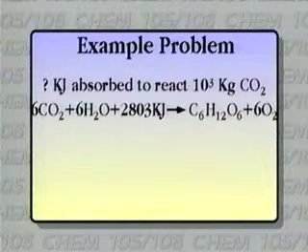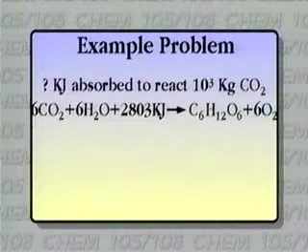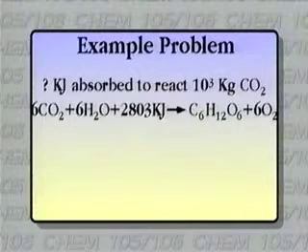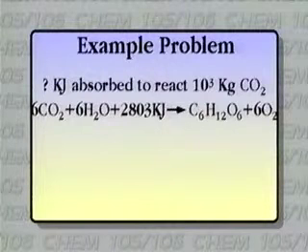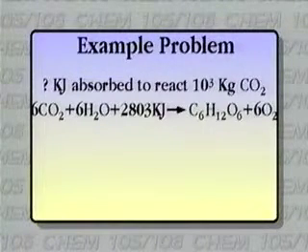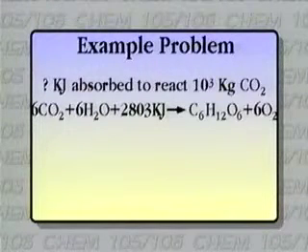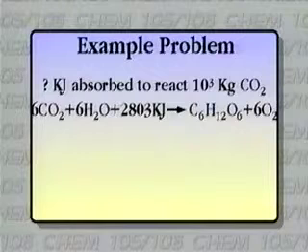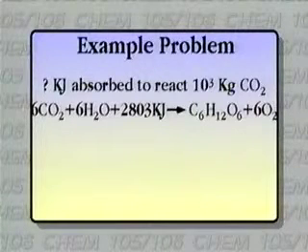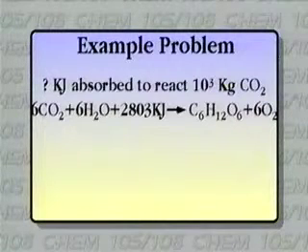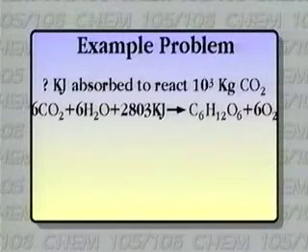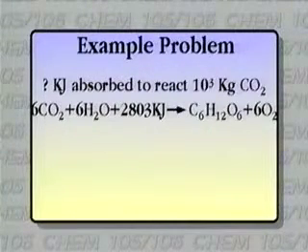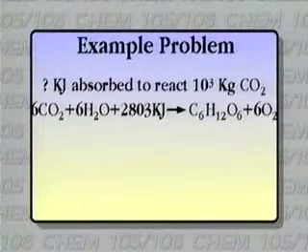One last part on this one, relating to the same equation. This time we're going to ask the question, how many kilojoules of energy would be absorbed by a plant if it were going to use up 1,000, 10 to the third kilograms, 1,000 kilograms. That's not 1 kilogram now, we're talking about 1,000 kilograms. This is referred to as a metric ton. A ton, English-wise, is 2,000 pounds. A metric ton would be 1,000 kilograms, which is actually around 2,220 pounds.